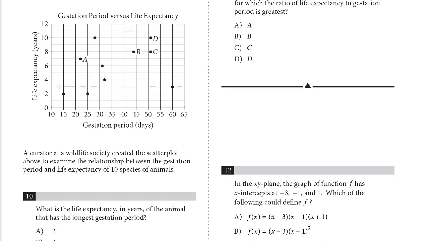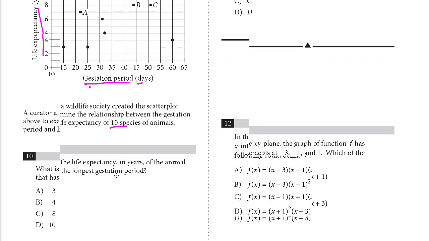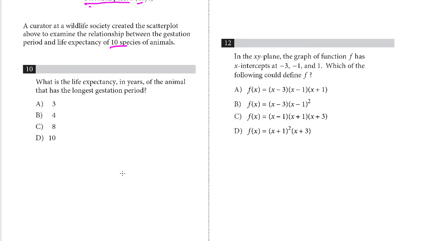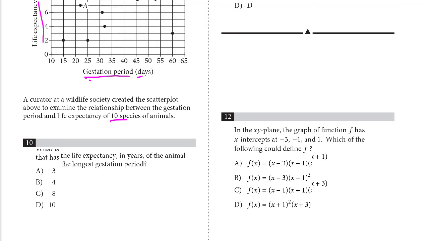Okay, we have a chart which shows in the y-axis life expectancy in years, in the x-axis gestation period in days. We've got 10 species that make up the data points, 4 which are labeled A, B, C, D. 10. What is the life expectancy in years of the animal that has the longest gestation period?